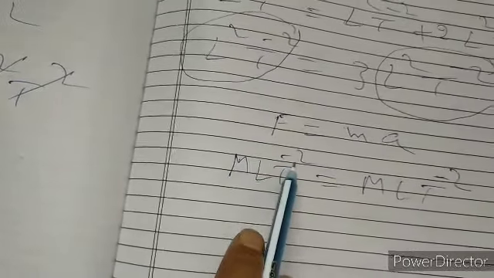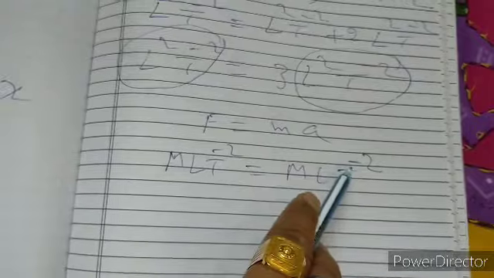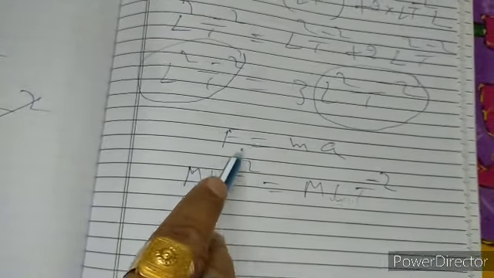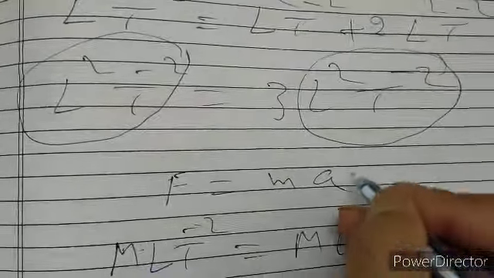Now we have the formula F is equal to ma. The dimensional formula for force is MLT^-2. For mass it is M, and for acceleration LT^-2. Then this is MLT^-2, and the other side is also MLT^-2. Therefore this formula is correct.